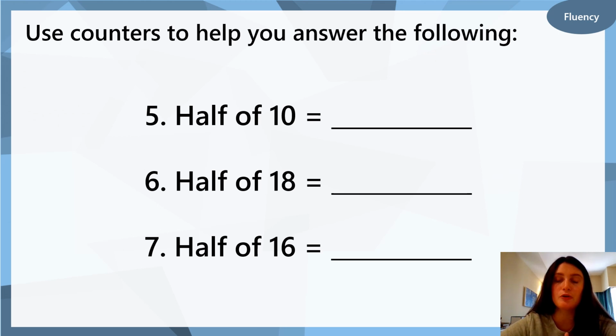So you can draw your 2 big circles and do 10 dots, 18 dots and 16 dots. Or you can use 10 counters and share them into 2 groups, 18 counters and share them into 2 groups, and 16 counters and share them into 2 groups, whatever you find easiest. Pause the video now while you answer questions 5, 6 and 7.